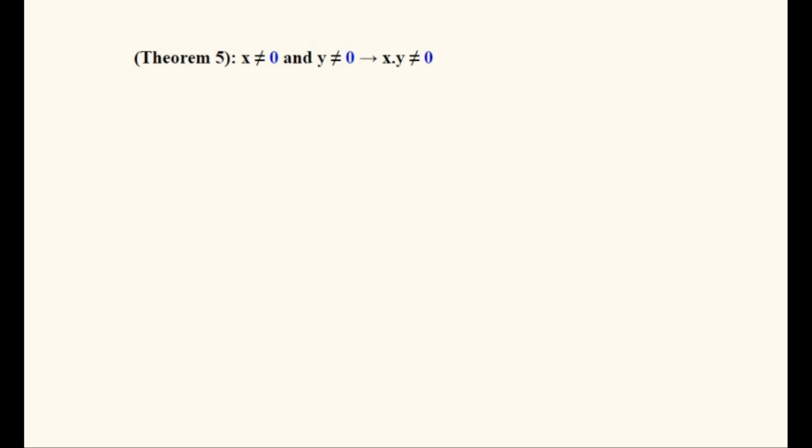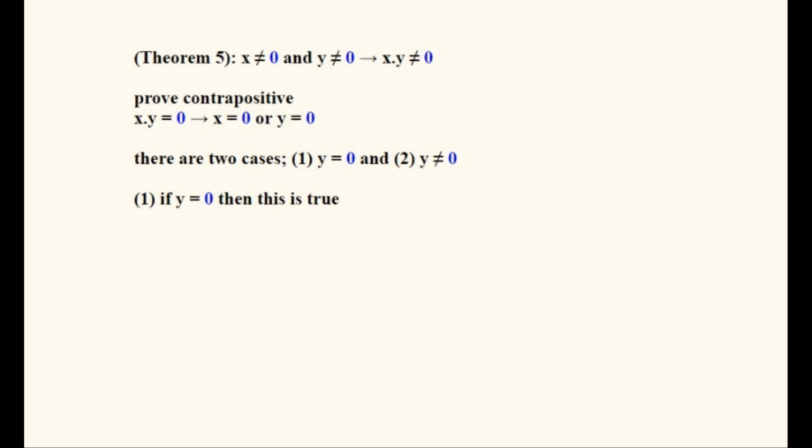And now for this inequality. We can prove this more easily by proving its contrapositive. And so there are two cases. Either y is or isn't equal to 0. If it is 0, then the theorem is already true for this case. If y isn't 0, then we must prove that x must be 0.